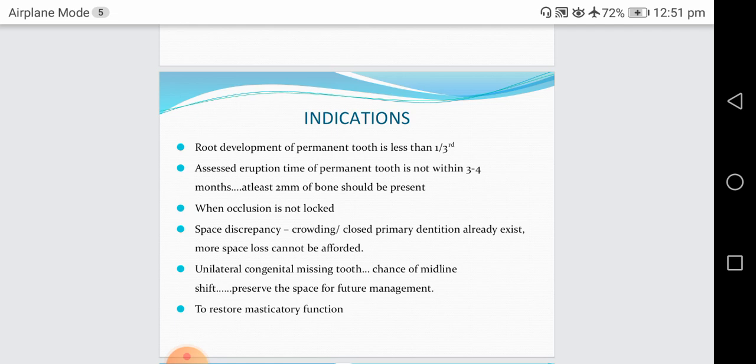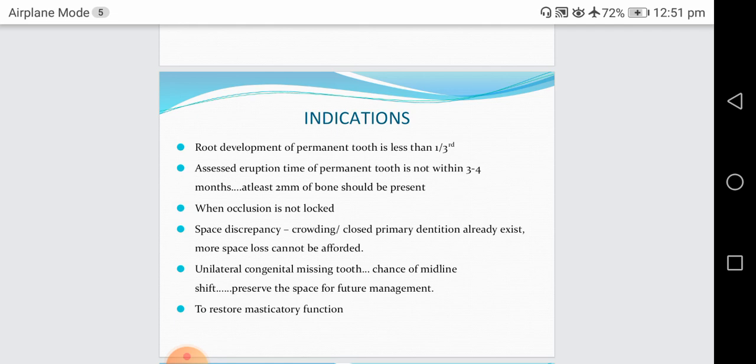More space loss cannot be afforded. If the primary dentition already shows crowding or it is a closed primary dentition, that means there are no physiologic spaces present between the teeth, then more space loss cannot be afforded, and we have to give a space maintainer. In case of a unilateral congenital missing tooth, there is a chance of midline shift, so to preserve the space for future management we have to give a space maintainer.